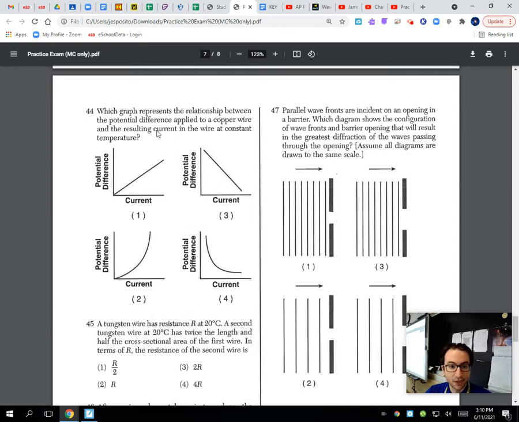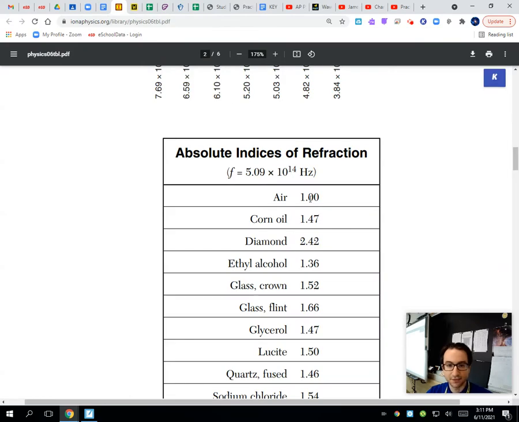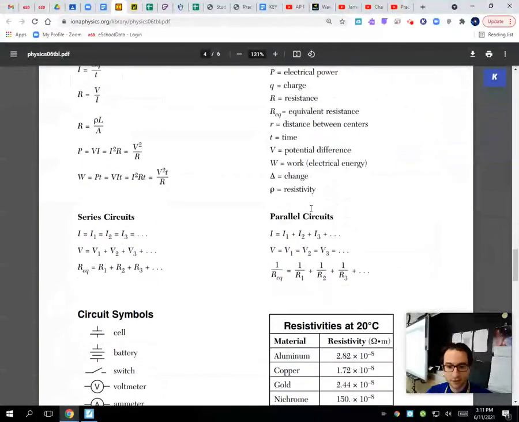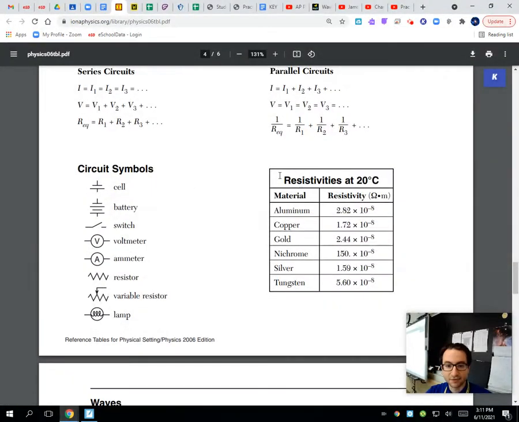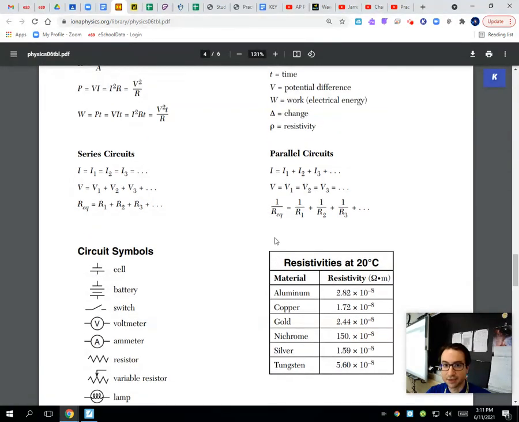We have a copper wire at a constant temperature. Now, that's also a clue. The fact that it's mentioning constant temperature means that we're holding the resistance constant. You can tell that because on the tables for electricity, we have resistivity values for wires at a constant temperature of 20 degrees Celsius.